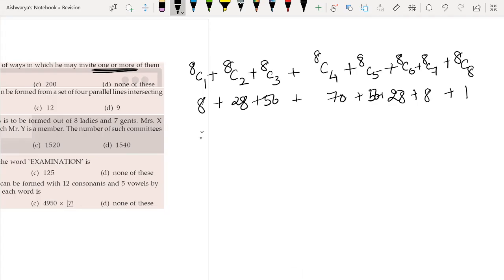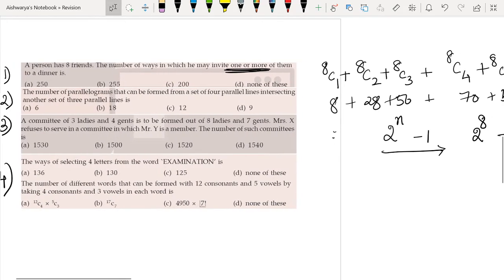Use a calculator, calculate. Otherwise you can use a formula shortcut, 2 power n minus 1. The shortcut is 2 power 8 minus 1. 2 power 8 also I have told you to write in the last page of your notebook. That is 32 into 8, 256 minus 1, answer is 255. Are we clear? 255 is supposed to be the answer. This shortcut is very, very helpful when we are doing these kind of problems.